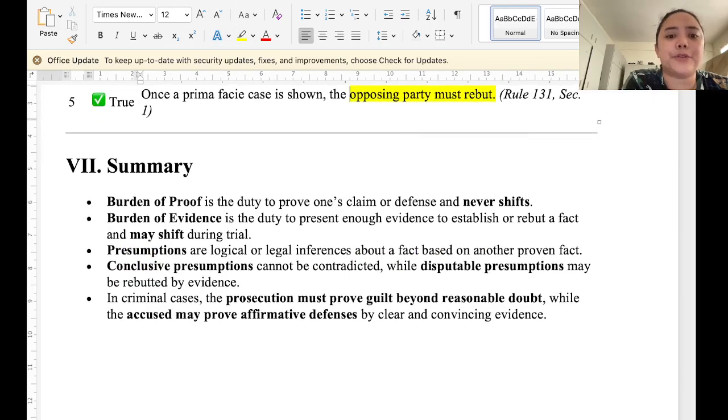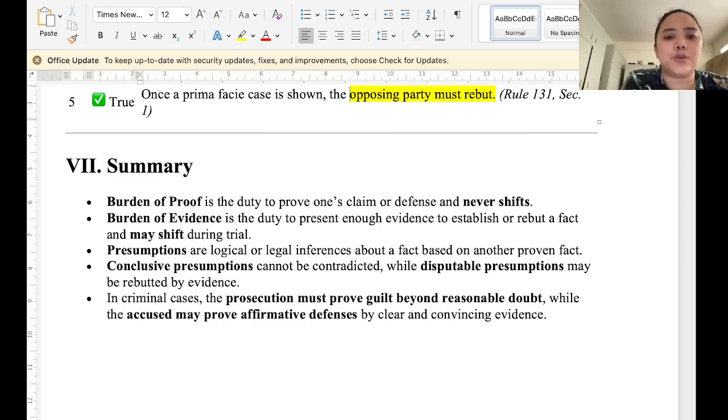Again, class, the burden of proof is a duty to prove one's claim or defense, and it never shifts. The burden of evidence, meantime, is the duty to present enough evidence. For criminal cases, the burden of proof is always generally on the prosecution, and that never shifts. It will always be on the prosecution to prove that.